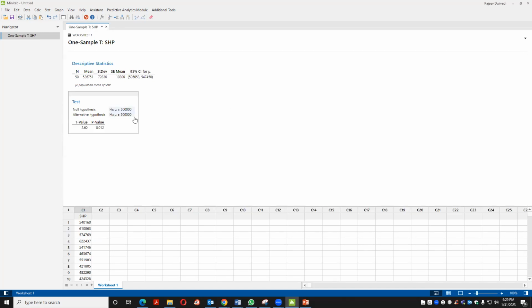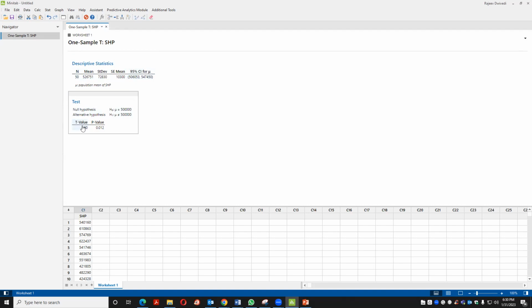Now you can see mu equal to 500,000. You can clearly see the null hypothesis and the alternative hypothesis that we started with. Then the mean price of our sample that we collected, 50 samples, is 526,751. Then the standard deviation, the standard error of the mean, and the 95% confidence interval, which is 506 to 547.